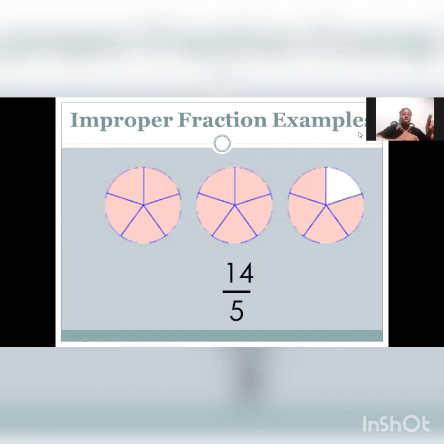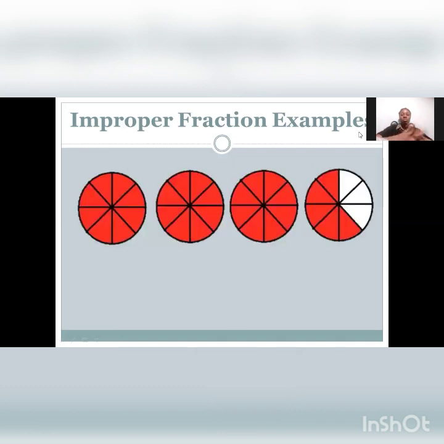We got our 14, and the equal parts in one of the shapes, not the number of equal parts in all of the shapes, just one of the shapes. And that answer was 5. So that is how we got our 14 over 5. Now let's look at one more example before we move on.